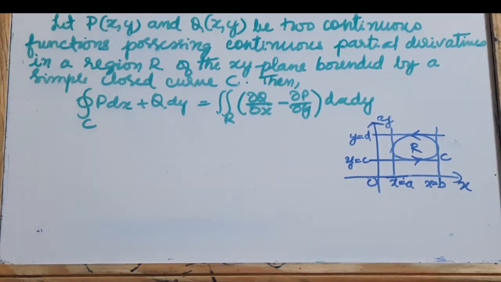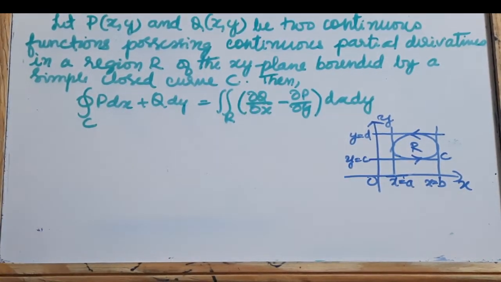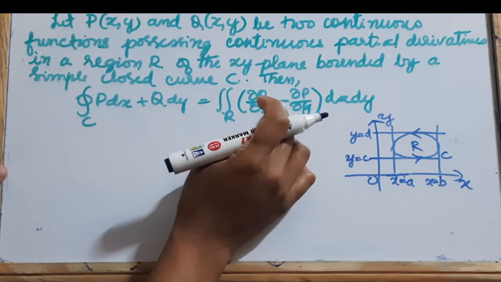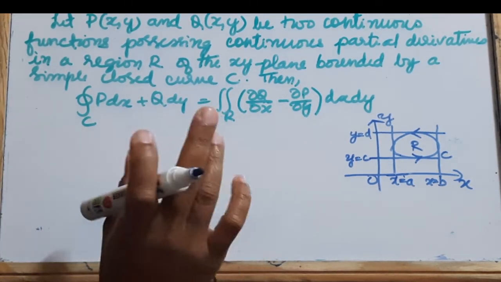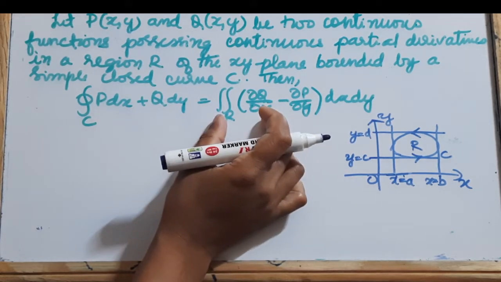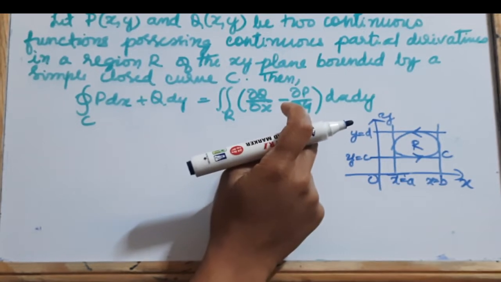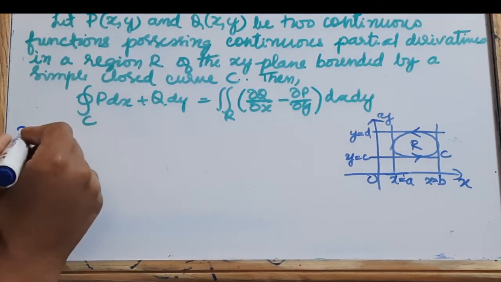To prove Green's theorem, we shall start from the right hand side and show that it is equal to the left hand side. The right hand side has two parts: the double integral of this one minus the double integral of this term. So we shall be doing twice, that is the double integral of dou Q by dou x dx dy and the double integral of dou P by dou y dx dy. So with all that, let's start with the proof.